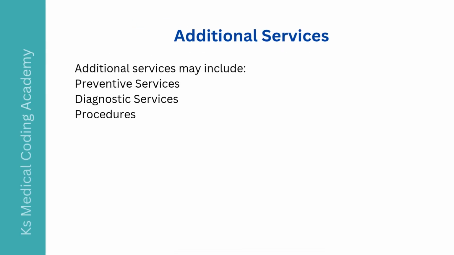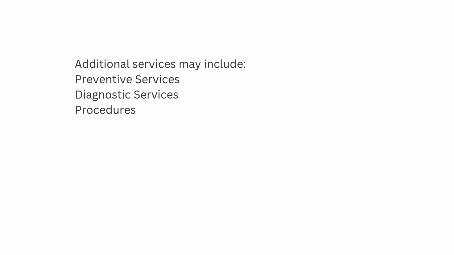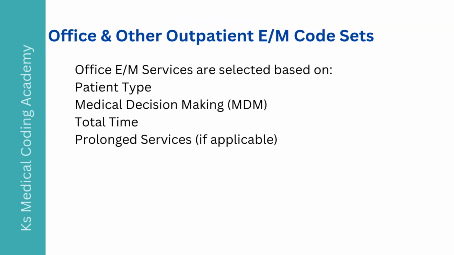During an office visit, providers may perform additional services such as preventive care, diagnostic testing, or procedures. These services may be reported separately when CPT guidelines allow and documentation supports separate billing. Office and other outpatient EM services are selected based on whether the patient is new or established. The provider may choose the level using medical decision-making or total time. Additional prolonged service codes may be reported when supported by documentation.